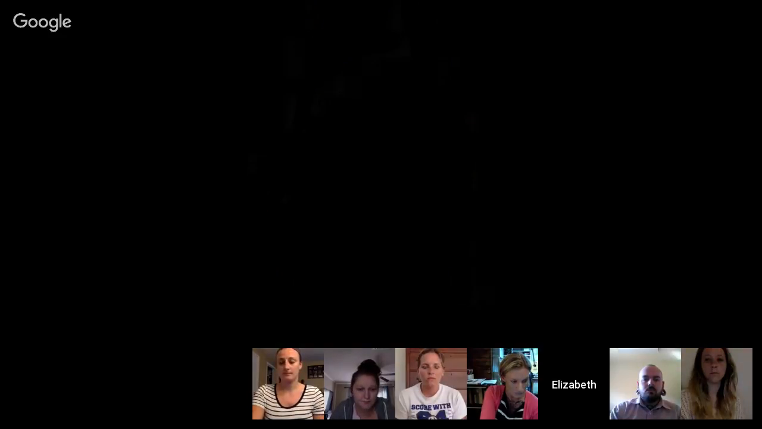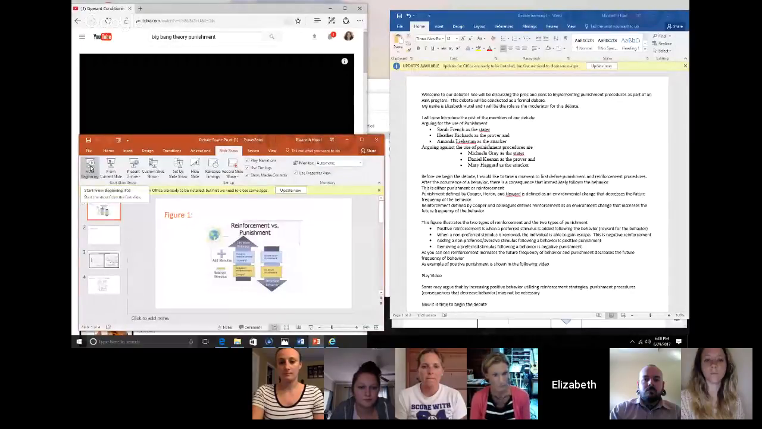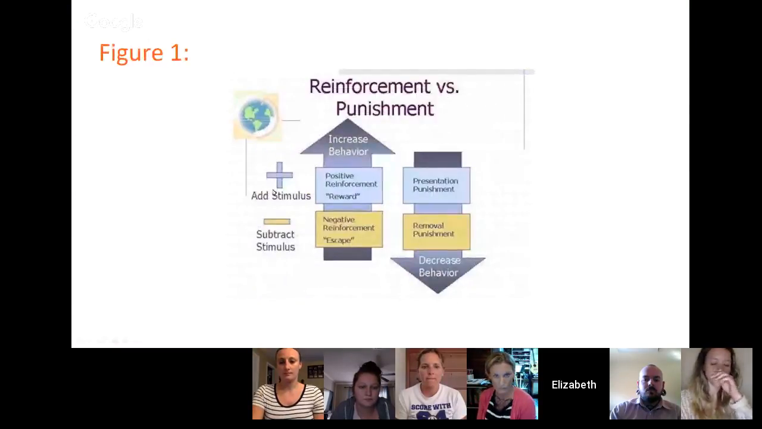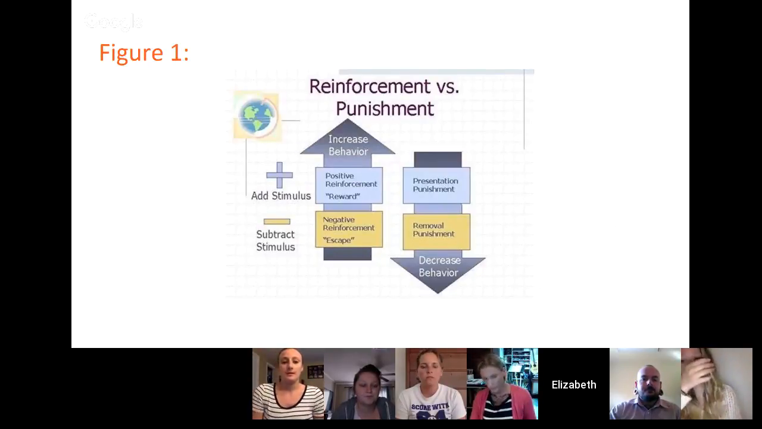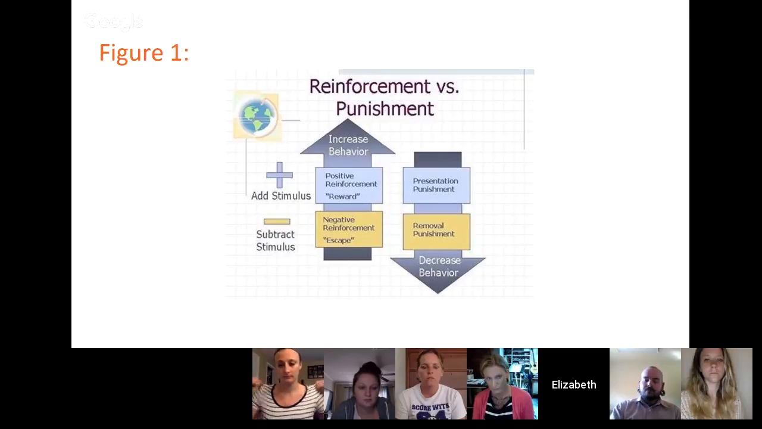The following figure illustrates the different types of reinforcement and different types of punishment. So as you can see from the figure, positive reinforcement is when a preferred stimulus is added following the behavior. This often looks like a reward. When a non-preferred stimulus is removed, the individual is able to gain escape. This is called negative reinforcement.